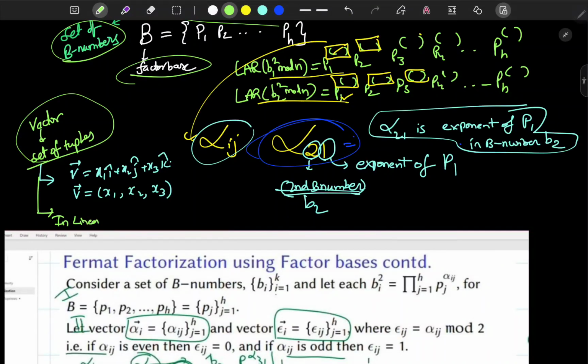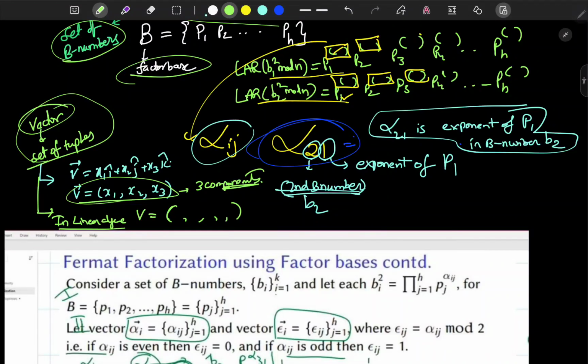In linear algebra you have studied vectors. A vector is basically a tuple. A tuple means keeping components inside brackets. A tuple having many components, for example this vector having 3 components.